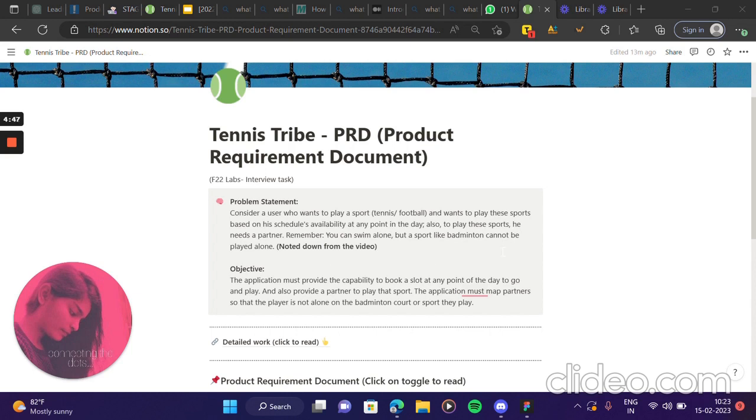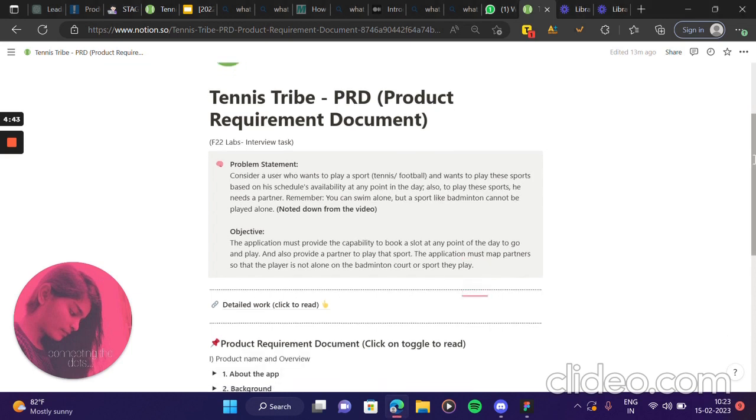So this is the objective of the project. The application must provide the capability to book a slot at any point of the day to go and play, and also provide a partner to play the sport. And also this application must add partners so that the player is not alone on the court or the sport they play.